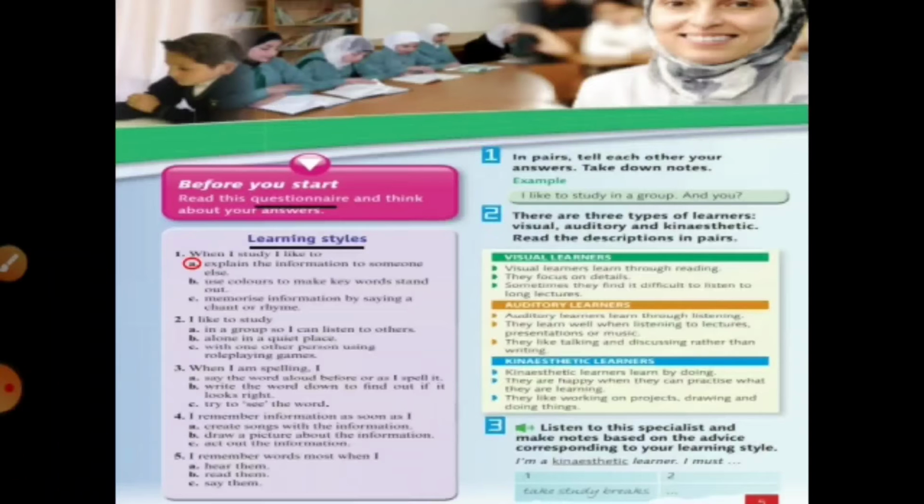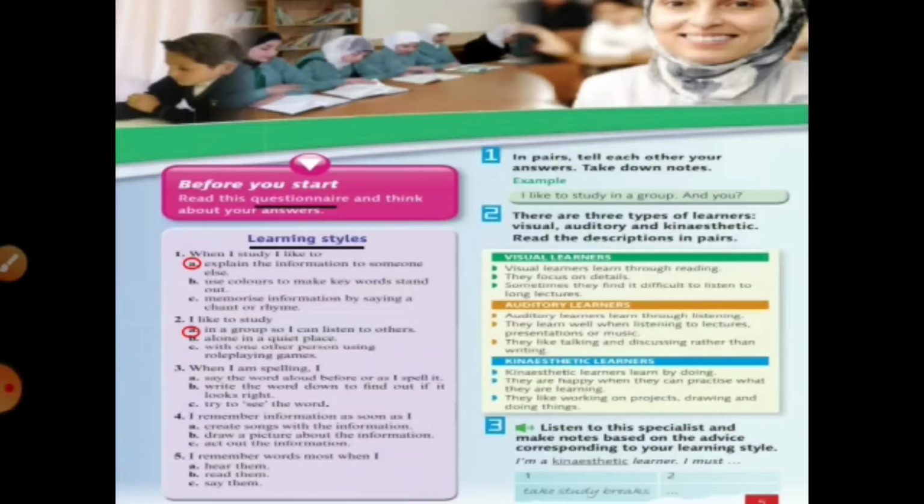Let's move to number 2. I like to study in a group. A. B. Alone. C. With one other person using role-playing games. What do you like? For me, I like to study alone, let's say. Okay, I like to study alone. You can say تحكوا إنه I like to study in a group. So choose your answer.